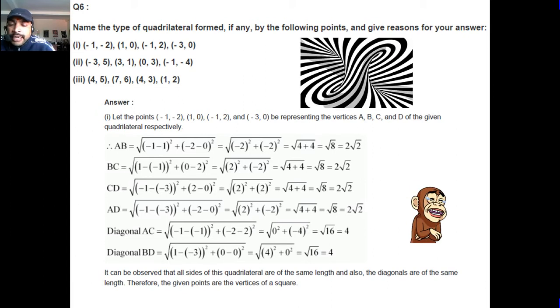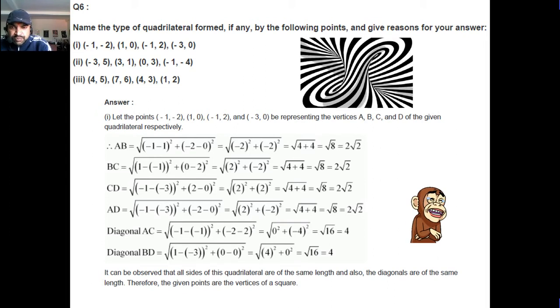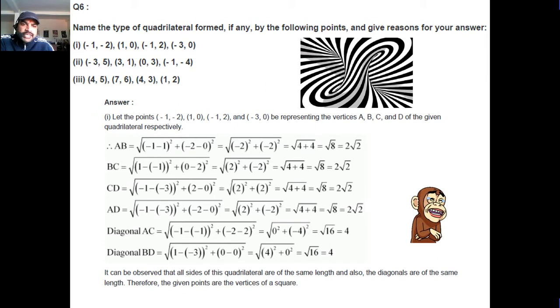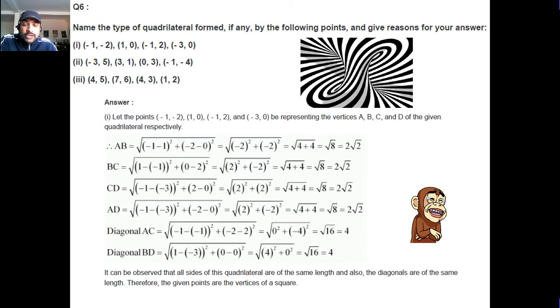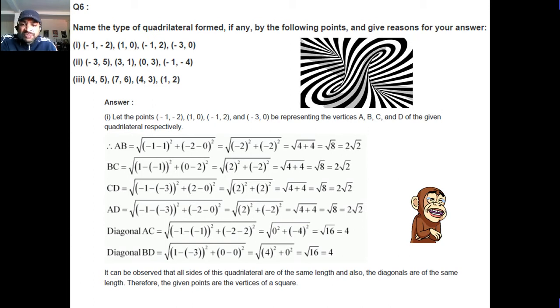Next, students, name the type of quadrilateral formed, if any, by the following points. Give reasons for your answer: (-1, -2), (1, 0), (-1, 2), (-3, 0).